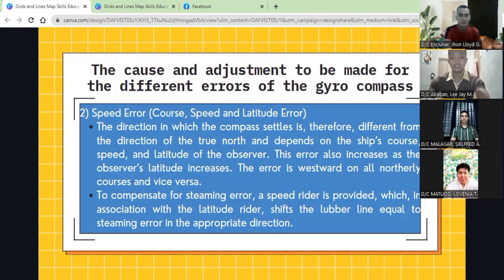Speed error. The cause of the speed error is that the compass's final reading deviates from true north because it is influenced by the ship's course, speed, and observer's latitude. As the observer's latitude rises, so does this inaccuracy. On northerly courses, the error is westward and vice versa. And to adjust the speed error, the lubber line is shifted in the right direction by the speed rider working in conjunction with the latitude rider to adjust the steaming inaccuracy.